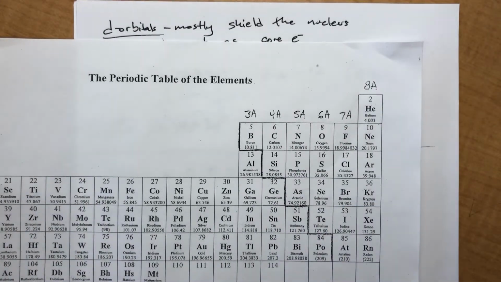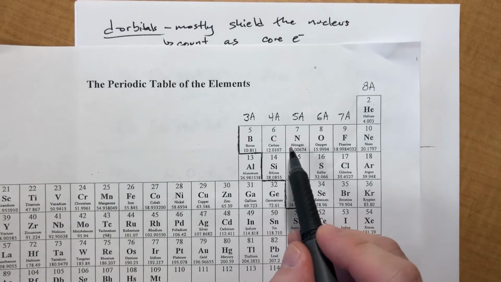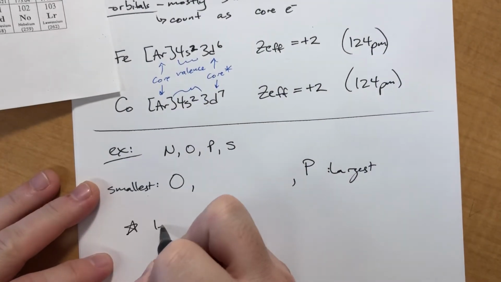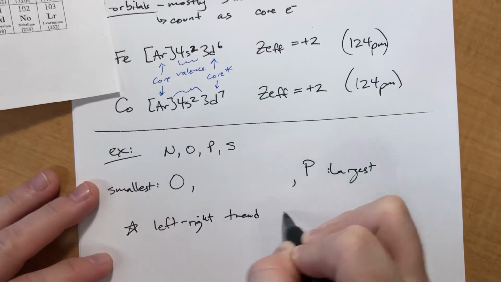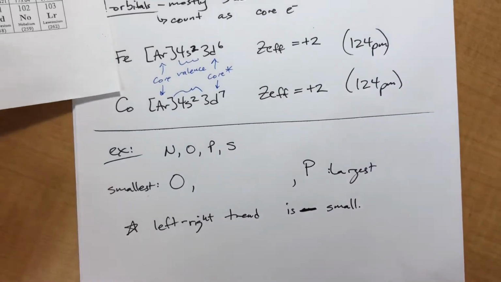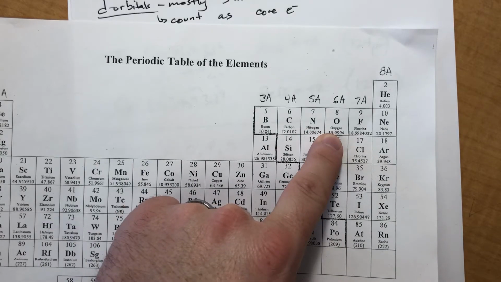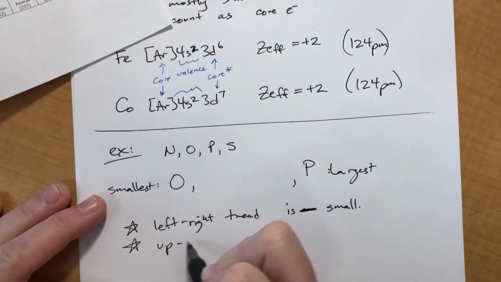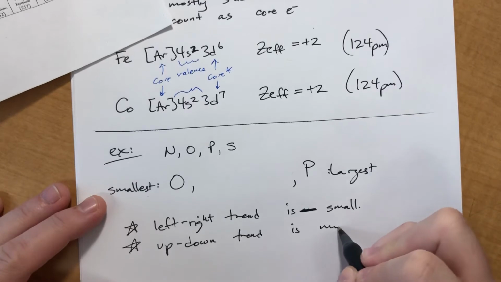Okay, so it turns out that the left and right trend is pretty small. Okay, I guess I'll write this here. The left-right trend is small. So in other words, nitrogen is bigger than oxygen, but not by much. Okay. The up and down trend is more noticeable.